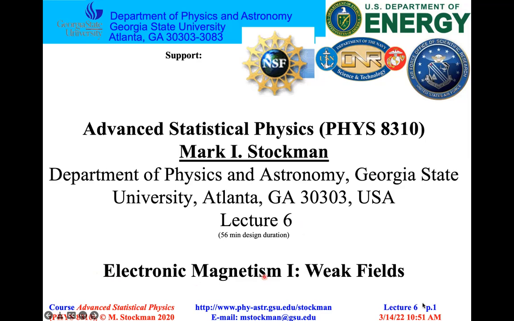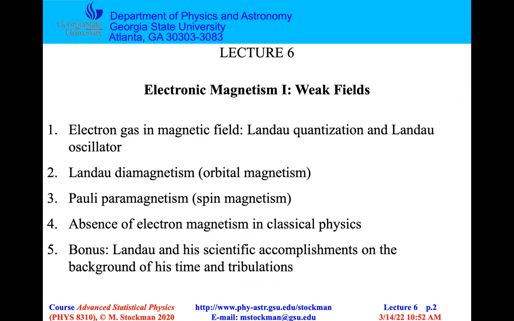And the subject of this lecture is electronic magnetism, part 1, or weak fields. This is the brief contents of the lecture. I will start with electron gas in magnetic field. We'll introduce what is called Landau quantization and Landau oscillator. Applying this, I will describe Landau diamagnetism, also called orbital magnetism. Next, I will describe Pauli paramagnetism or spin magnetism.